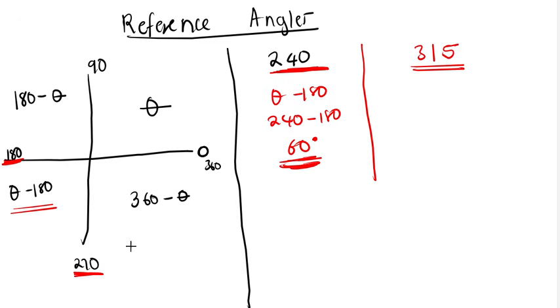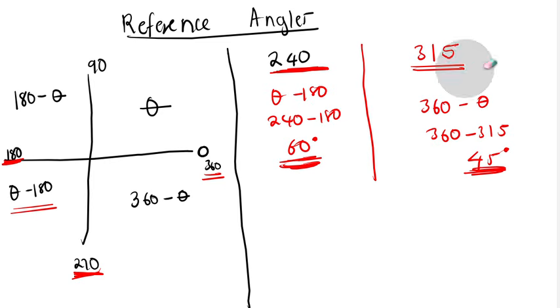And for another example, you have been given 315. Which quadrant is this one? It is between 270 and 360. So what do we do to find the reference angle? We say 360 minus theta, so it will be 360 minus 315. When you subtract, the answer is 45. So this is the reference angle. That is how you calculate the reference angles.